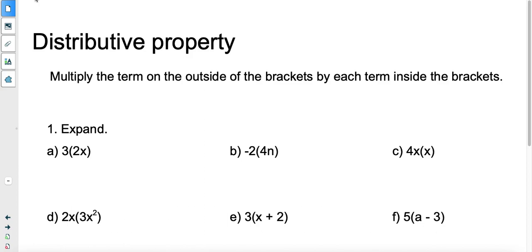Now, the distributive property tells us we want to multiply the term on the outside of the brackets by everything, each term, inside of the brackets. So let's take a look at some examples here. The first one we have 3 times 2x. Well, we know 3 times 2 is just 6, right? So 3 times 2x is just going to be 6x.